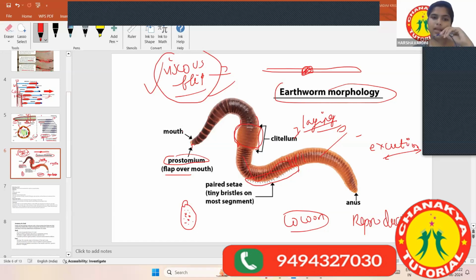You people don't have to remember exactly what's happening. It's not required. But you should know why the clitellum is there, because we are talking about the morphology of earthworm. Somebody will question you, what is the role of clitellum? You don't have to say the entire life cycle. Clitellum is basically the reproductive part of earthworm. If they ask you to detail the reproduction part, you can write that the clitellum has viscous fluid, with which it produces a cocoon, and inside the cocoon the eggs will be there.